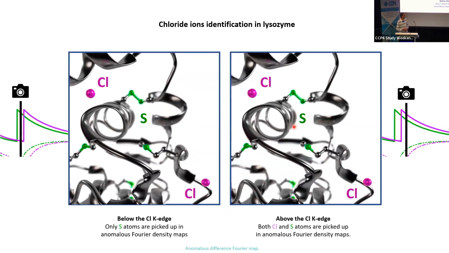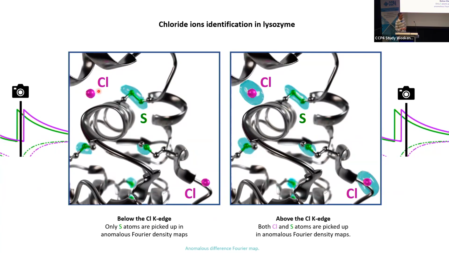And now if I display the anomalous difference maps, you see that all the sulfurs and both the chloride ions have been picked up in the map. And that's what we would expect if they are really chloride ions. If we now display the map below the absorption edge, we don't pick up the chloride there. So by making the difference between this difference map, or just looking at your maps, we can identify if it's a chloride or not.